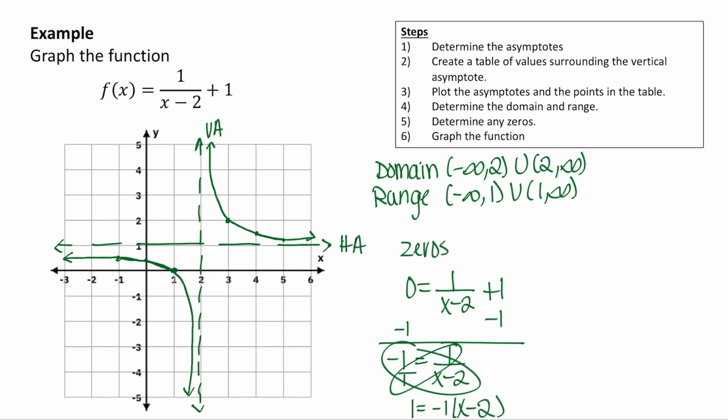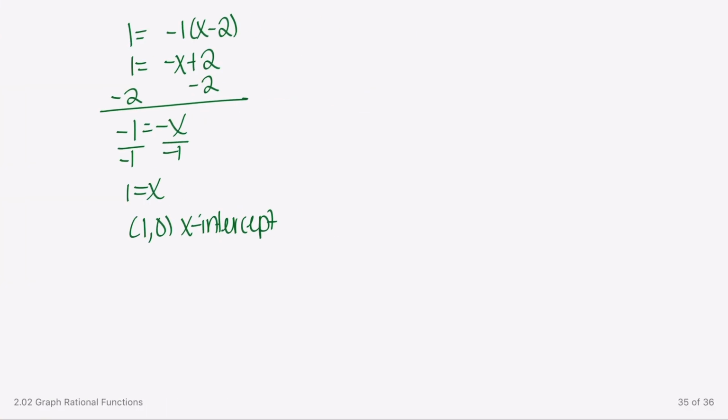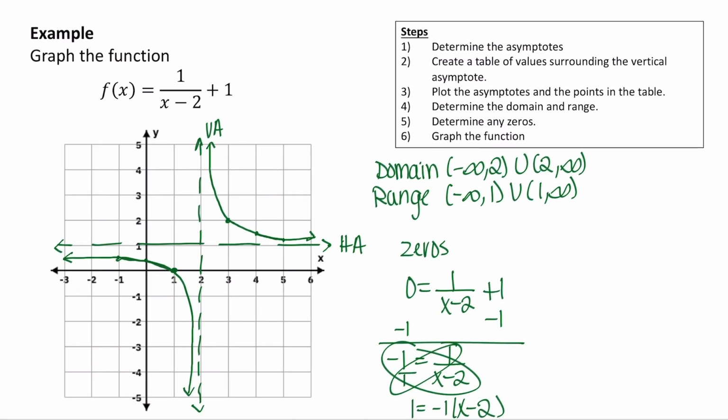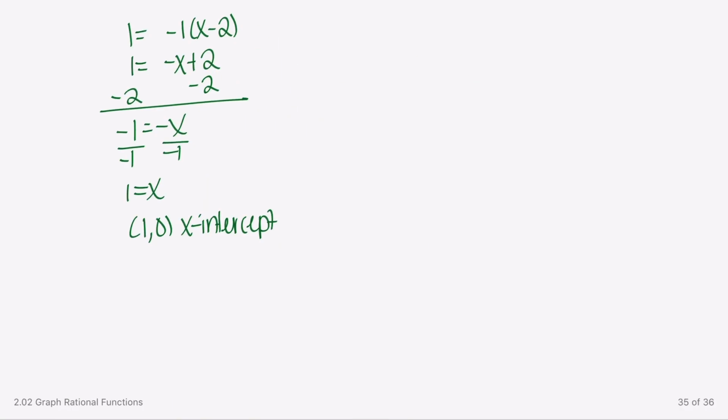And then you also want to go ahead and figure out the domain and range. So remember, the domain is going to go from negative infinity to h, and then h to positive infinity. Range is going to go from negative infinity to k, and then k to positive infinity. I found the zeros by setting the function equal to 0, which told me that I have a 0 at x equals 1, so I have an x-intercept at 1, 0. Coincidentally, 1, 0 is also one of the points that we filled in our table, so it was already included in our graph. So that is how you graph rational functions.